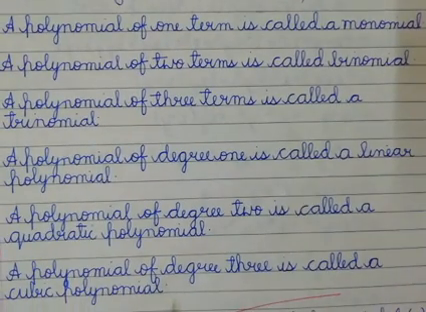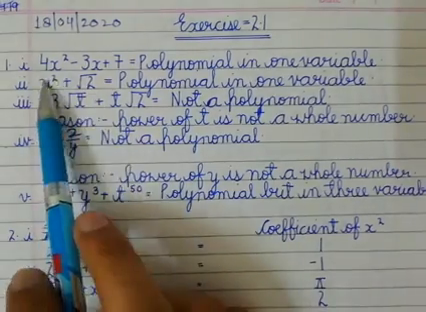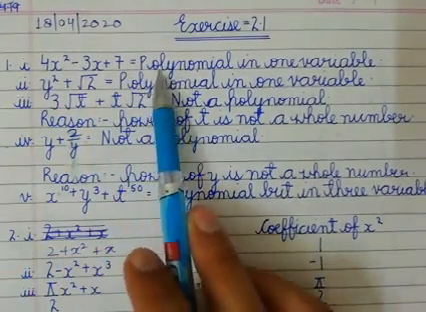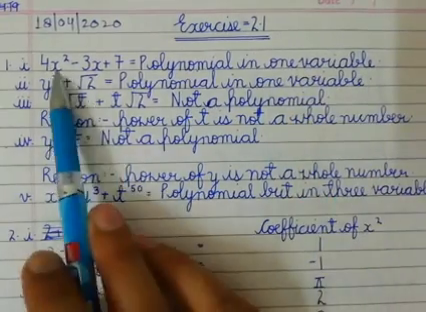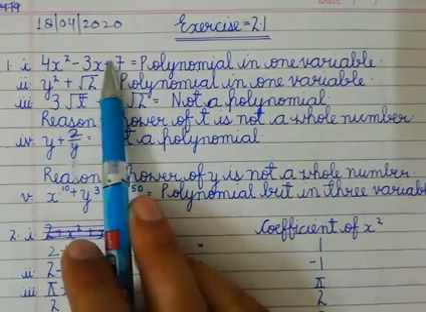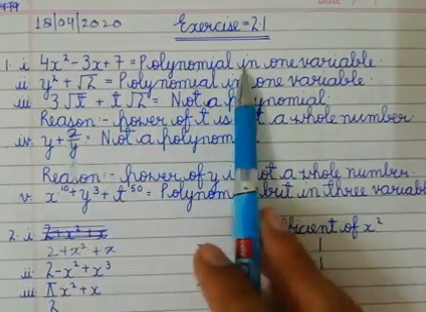So now let's start the exercise. The first question of the exercise is: which of the following expressions are polynomials in one variable and which are not? State reasons for your answers. Just as the first part is given, 4x² − 3x + 7 is a polynomial in one variable because everywhere only x is present, and the power of x is positive, it is not negative, neither is it a fraction, so yes, it is a polynomial.